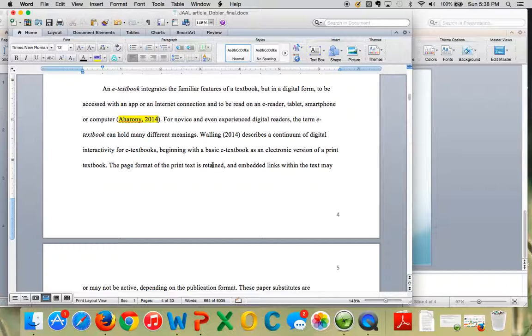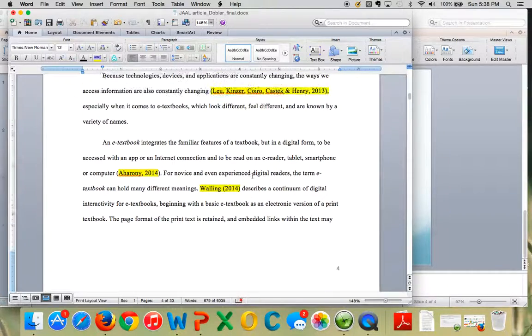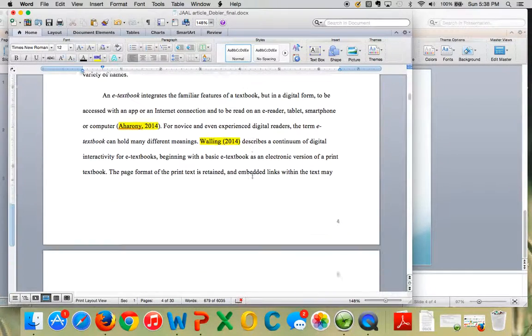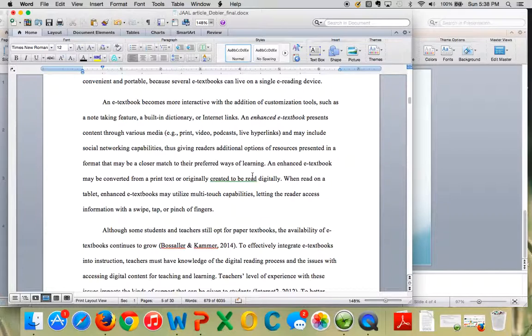Notice the Walling citation here. This time the name is embedded within the sentence. Previously, it was set off with parentheses, but when the name is embedded within the sentence, then the parentheses only go around the year. So if you're trying to be kind of conversational and use that person's name within what you're saying, that's when you use the name and only the year. So there's 3 examples here of in-text citations. Let's scroll down here a little bit more.